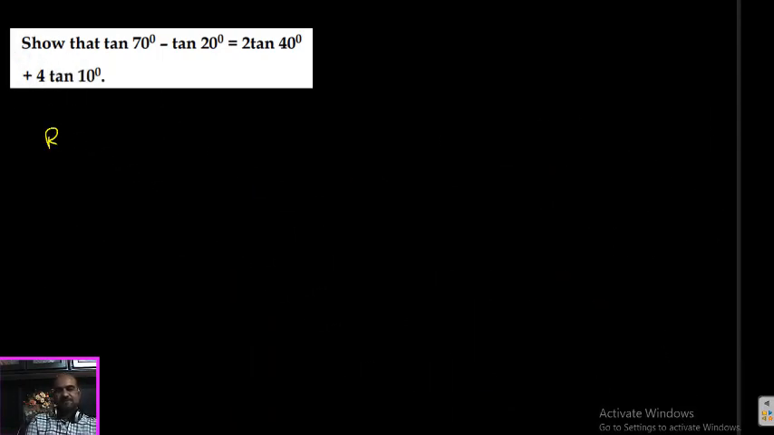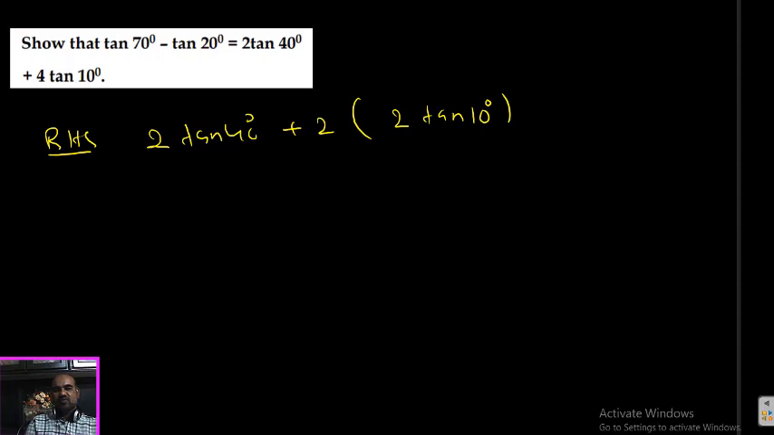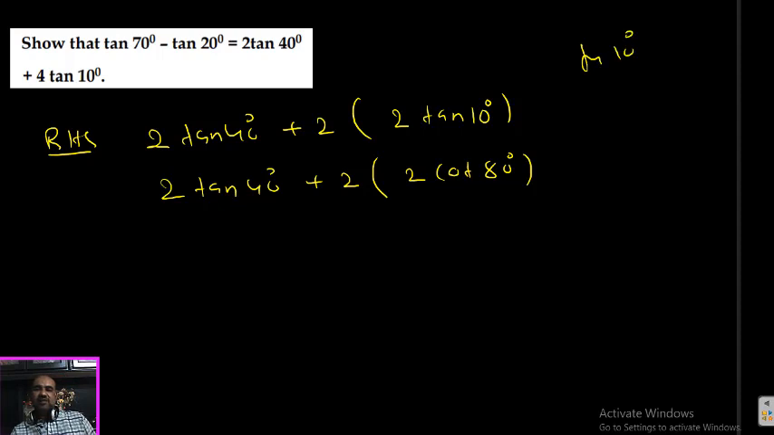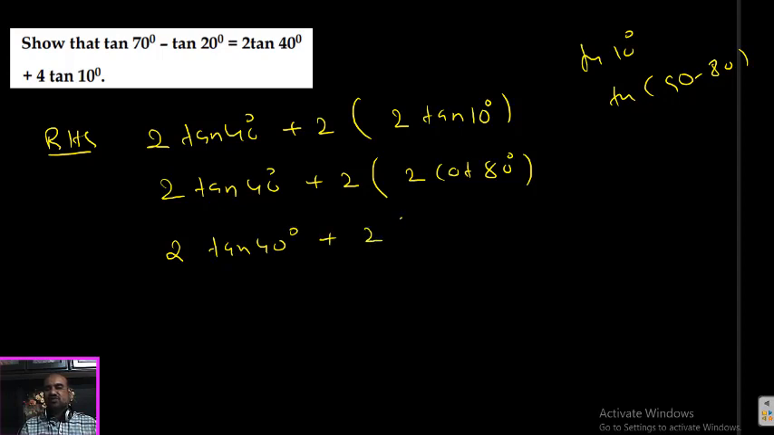Now I want to take RHS. 2 tan 40 plus 2 times 2 tan 10. 2 tan 40 plus 2 into 2 cot 80 I can write. Tan 10 can be written as tan of 90 minus 80, that is cot 80 only. So 2 tan 40 degrees plus 2 into, according to this, 2 cot 2 theta, 2 into 40.